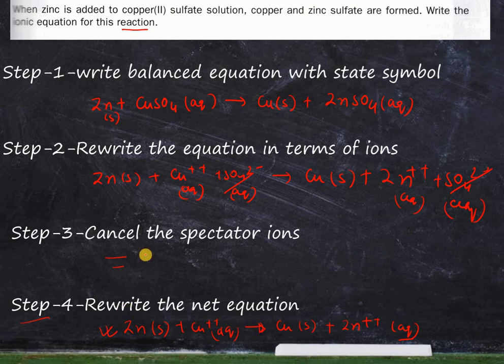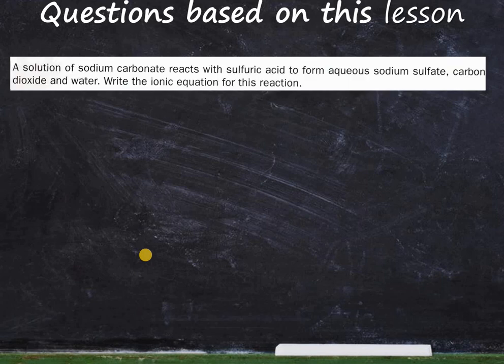Now let's say a couple more examples. The next question asks what will happen when sodium carbonate reacts with sulfuric acid to form aqueous sodium sulfate. They'll always give you the products, so we don't even need to worry about what the products will be. Just write it down.